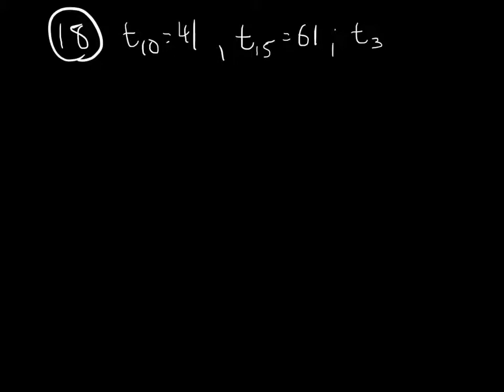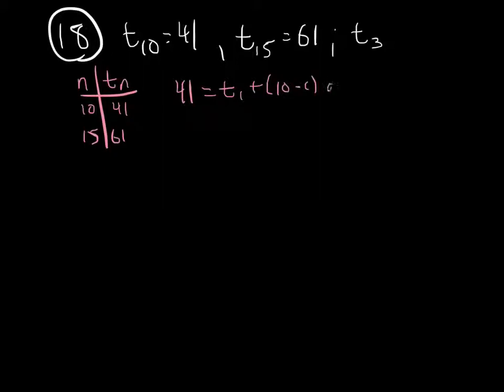Like I said before, there are other ways to do this, but I'm just going to treat it by finding the original equation, using 10, 15, 41, and 61. Those are the points given to us. So that means 41 is equal to t sub 1 plus, n in this case is 10, so 10 minus 1 times d. I don't know d. Or we've got 61 is equal to t sub 1 plus 15 minus 1 times d.